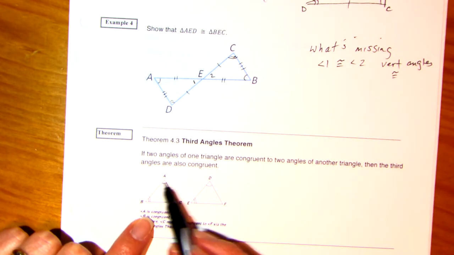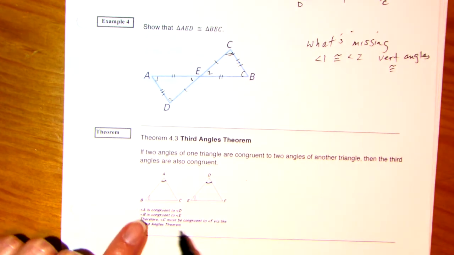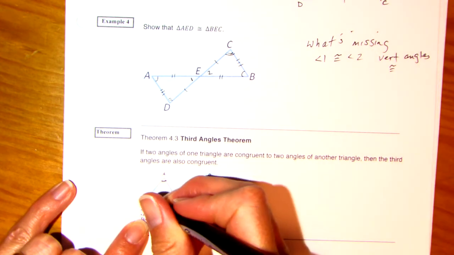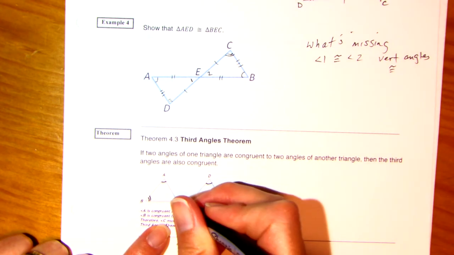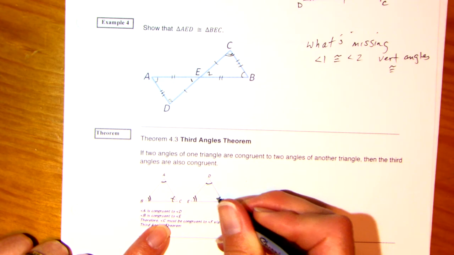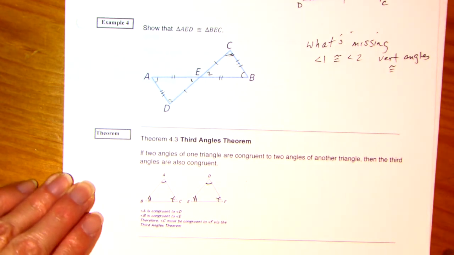A is congruent to D, so we have an arc right here and right there. B is congruent to E, so they put 2 arcs there, 2 arcs here. Therefore, C must be congruent to F via the third angles theorem. Okay. Next page. Let's apply this bad boy.